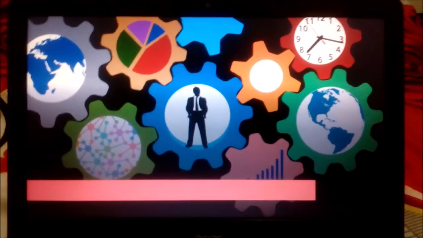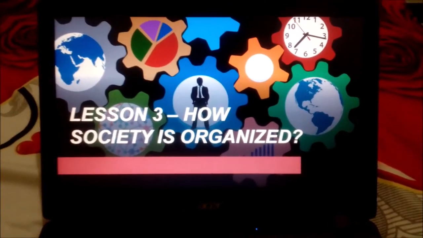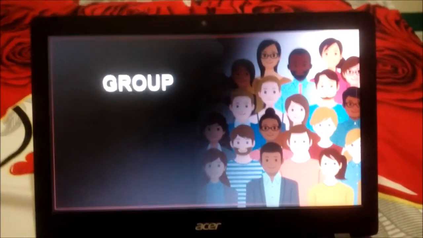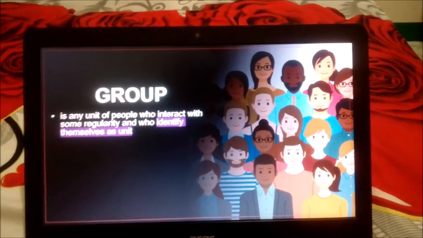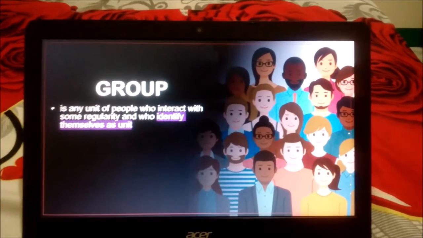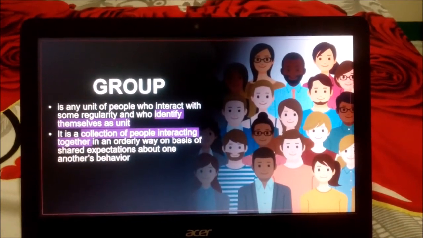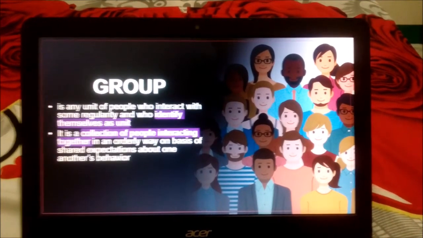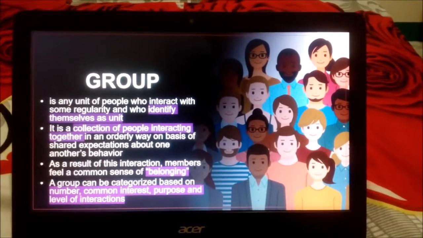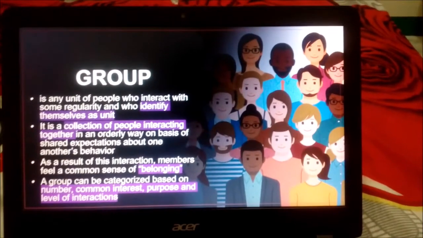So now for module 5, under pa rin ng chapter 4, we have lesson 3 titled as How Society is Organized. So, ito naman ay madali lang. How society is organized. Siyempre, kasama dyan ang group. We all know that group, these are more on identify themselves as a unit. They are a group in the society, and these are a collection of people interacting together in an orderly way on the basis of shared expectations. So, sama-sama sila. And they feel a sense of belongingness. Kaya nga group sila. And they share a number, common interest, purpose, and level of interactions.